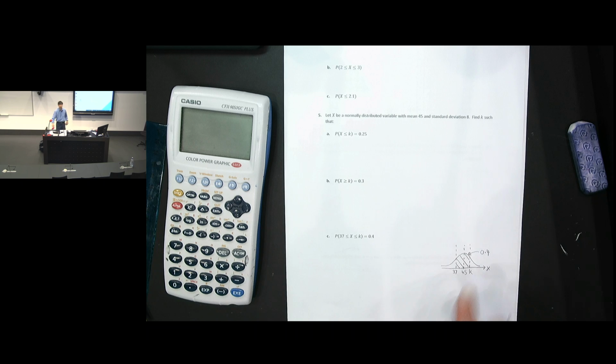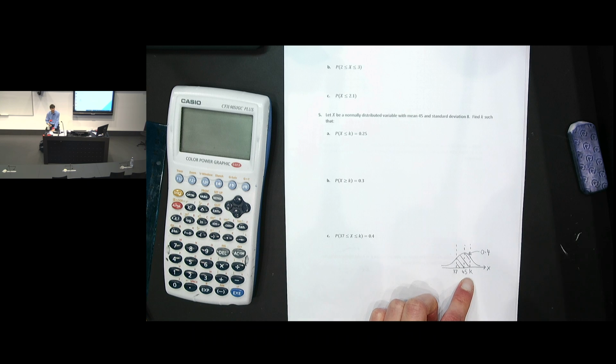Now this is a little bit of a problem here, because when we use that inverse normal function on our calculator, it always assumes that whatever area we've given it, one end of that area is either at negative infinity if you use the left tail, or positive infinity if you use the right tail. But here, neither end of the area is out at infinity, so we can't actually use that inverse normal function directly.